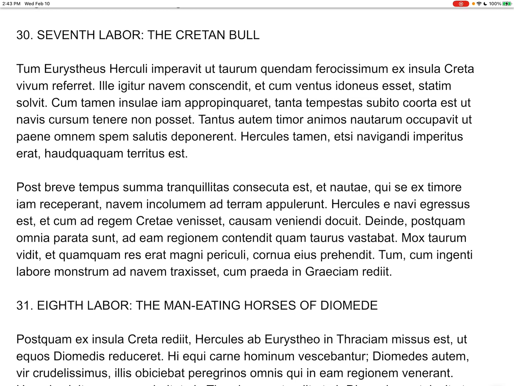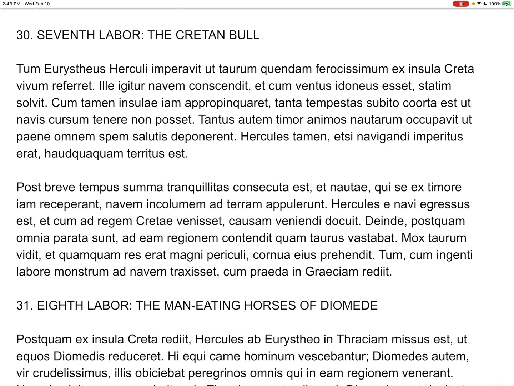Okay, post breve tempus, after a short time, summa tranquillitas consecuta est, the highest tranquility followed, et nautae, and the sailors, qui se ex timore iam receperant, who had already recovered themselves from fear, navem incolumem ad terram appulerunt. They drove, appulerunt. That's a compound of pellere, right, to push or drive. They drove the unharmed ship, in other words, the safe or intact ship, navem incolumem, to the land, terram.